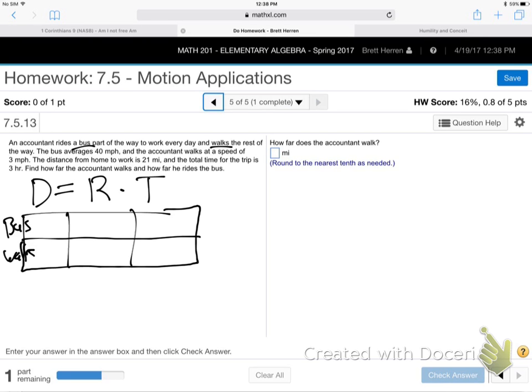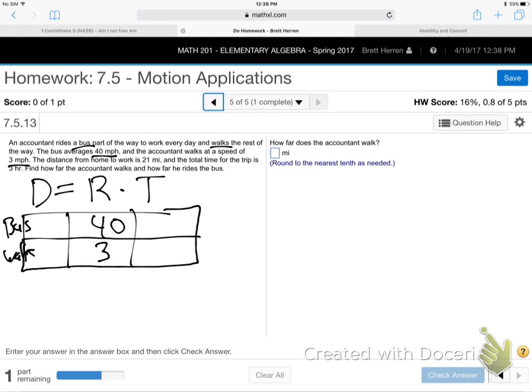Let's take the facts as they come. The bus averages 40 miles an hour. What do you do with that? That's the bus rate. The accountant walks at 3 miles an hour. That's the walking rate, huh? Good so far?